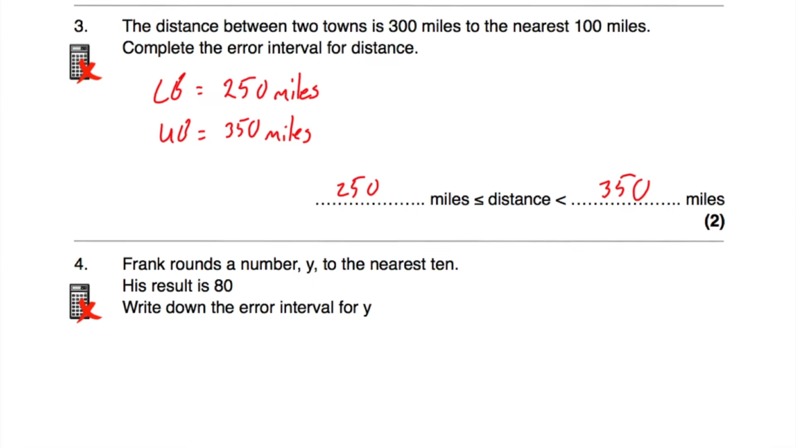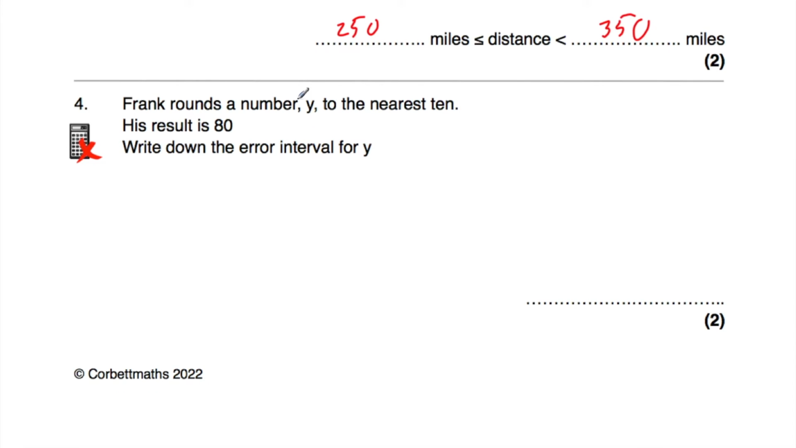Okay, let's look at question number four. Question number four says Frank rounds a number y to the nearest 10 and his result is 80.